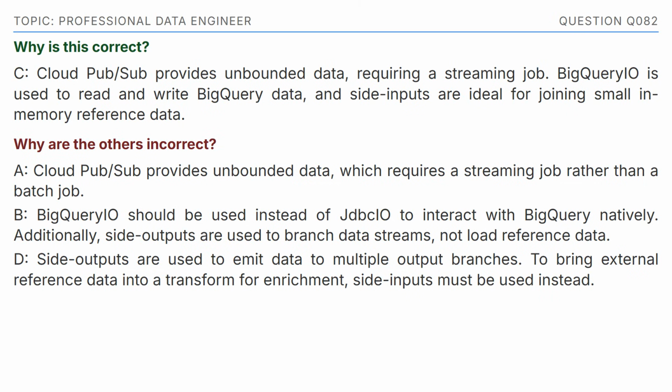Why are the others incorrect? A. Cloud Pub/Sub provides unbounded data, which requires a streaming job rather than a batch job. B. BigQuery.io should be used instead of JDBC.io to interact with BigQuery natively. Additionally, side outputs are used to branch data streams, not load reference data. D. Side outputs are used to emit data to multiple output branches. To bring external reference data into a transform for enrichment, side inputs must be used instead.